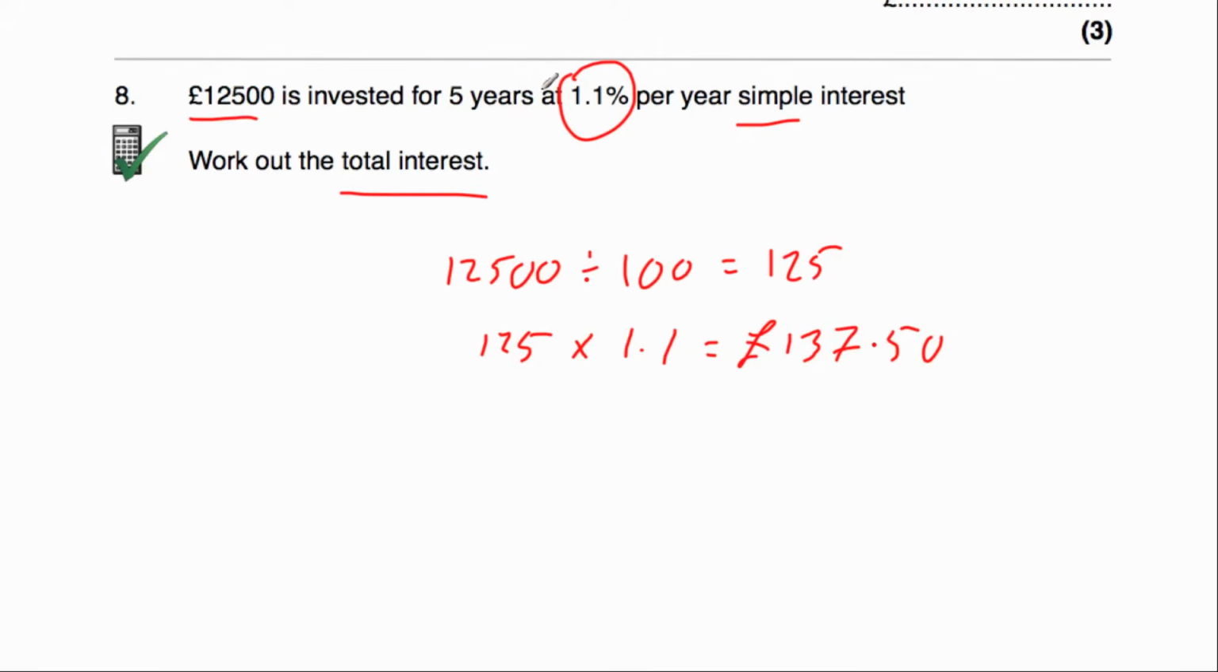But the money has been invested for 5 years. So we're going to take our £137.50 and we're going to multiply that by 5. And that tells us the total amount of interest. And when we multiply that by 5, we get £687.50. Now the question asks us just to work out the total interest, so that's our answer. Okay, let's have a look at question 9.